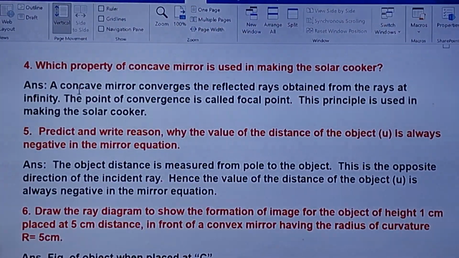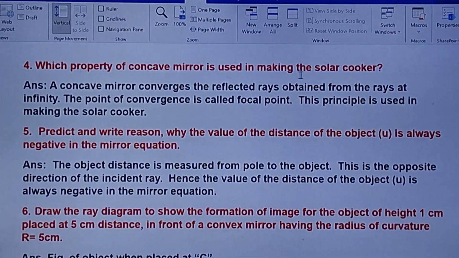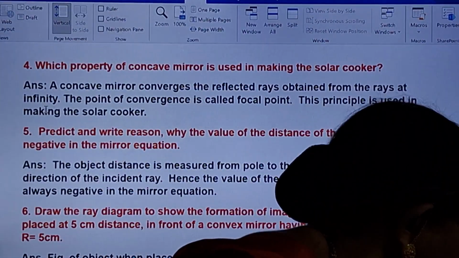Next, fourth question: which property of the concave mirror is used in making a solar cooker? As the name indicates, solar is something dealing with sunlight. So a concave mirror converges the reflected rays obtained from rays at infinity. See, the figure I have drawn, children.